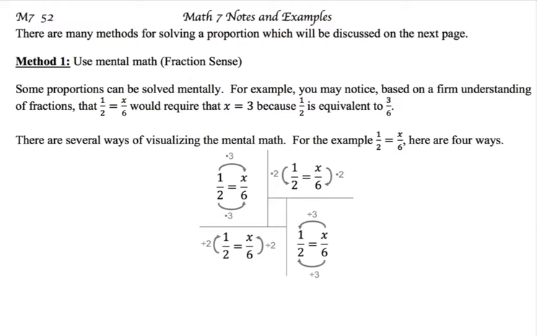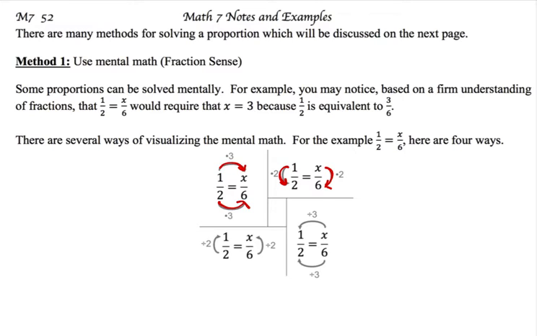There are 4 ways. I could look at the fact that to get from 2 to 6, I multiply by 3. So I'd have to multiply by 3 here. I could notice that to get from top to bottom, I have to multiply by 2. So I'd have to multiply this by 2. And 3 is the number you multiply by 2 to get 6.